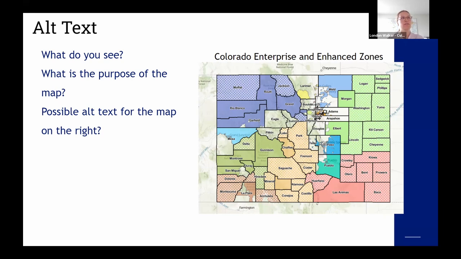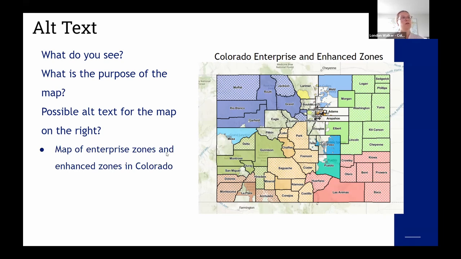Let's do a quick exercise for this map on the right titled Colorado Enterprise Zones. What do we see? Well, you can see the colorful enterprise zones with a hatched white pattern overlaying them, representing enhanced zones. We see the counties and their labels, all covering the extent of Colorado. Now let's narrow this down a bit and discuss what our purpose is. We want people to see where enterprise zones are in Colorado. We don't care about counties too much.